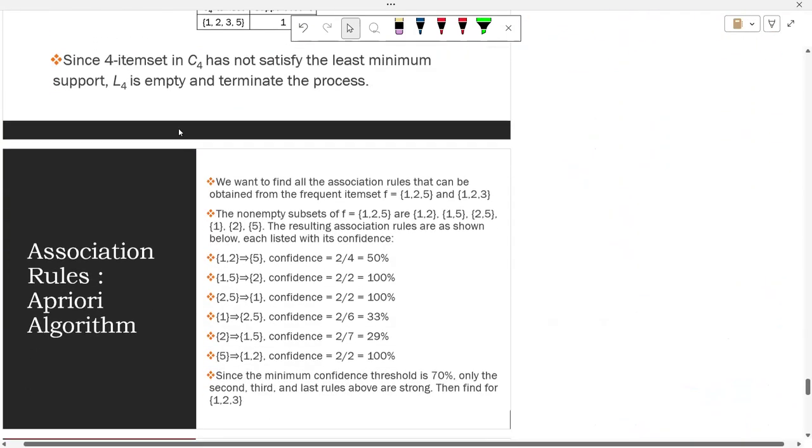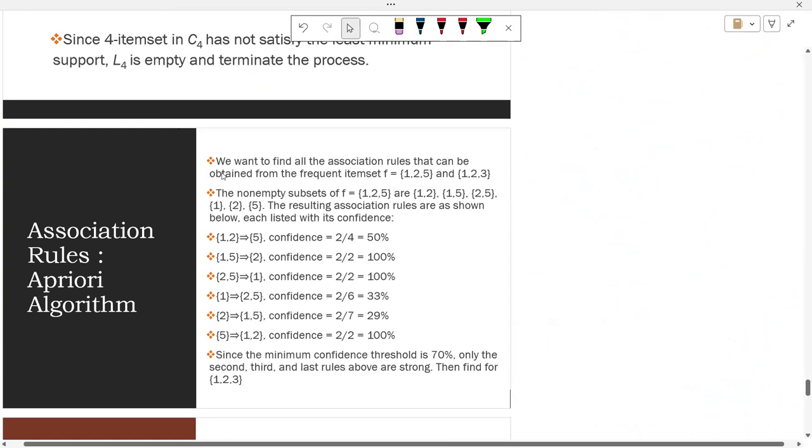Okay, yeah, I already explained those things, right? So here, yeah, I will find out, right?